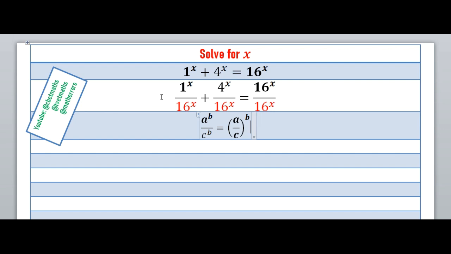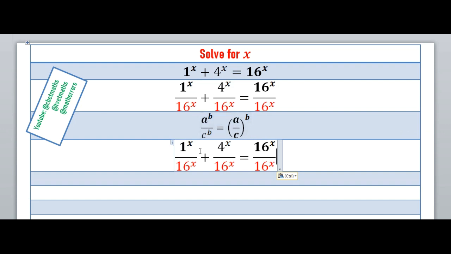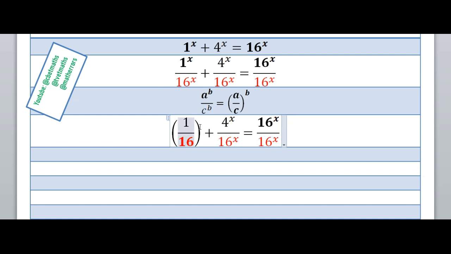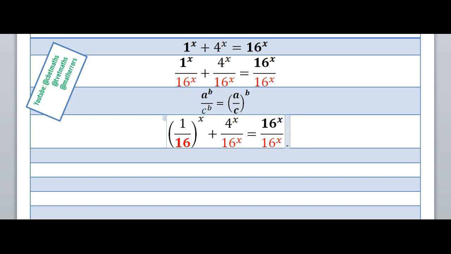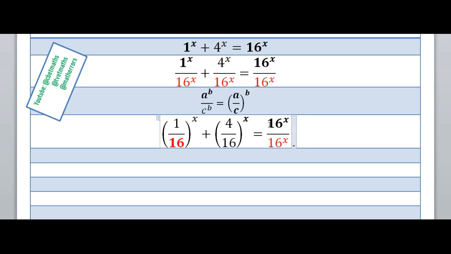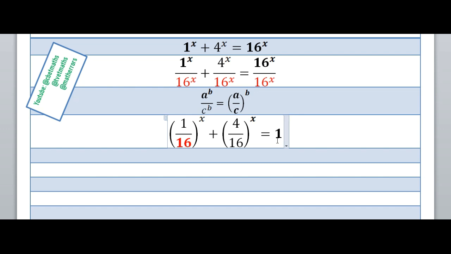Now, in our problem, we have 1 raised to power x over 16 raised to power x, which is the same as 1 over 16, all raised to power x. Again here, 4 over 16, all raised to power x, then 16 raised to power x over 16 raised to power x will become 1.